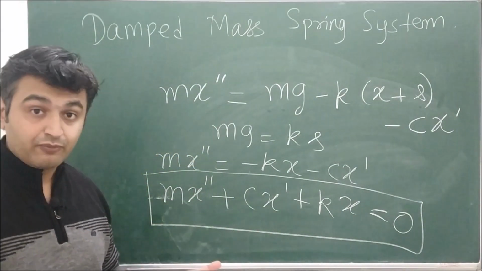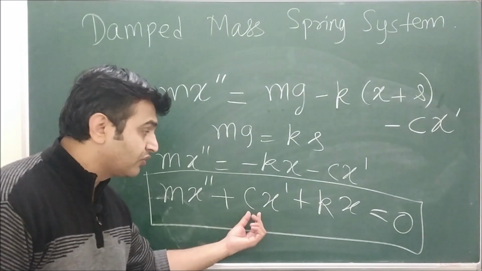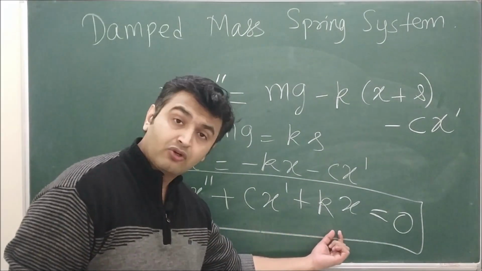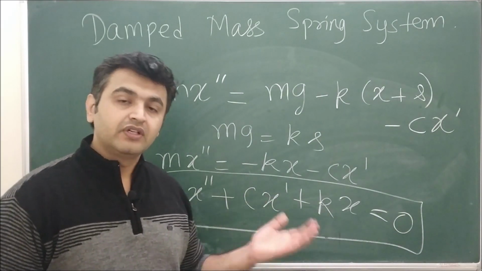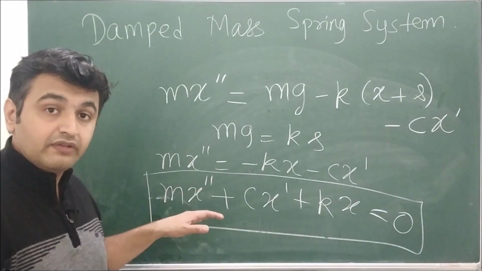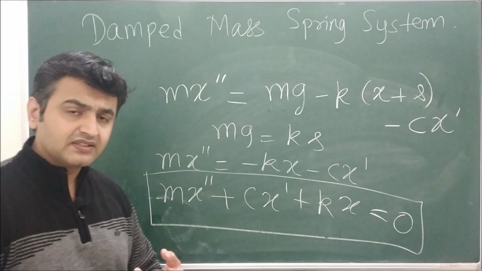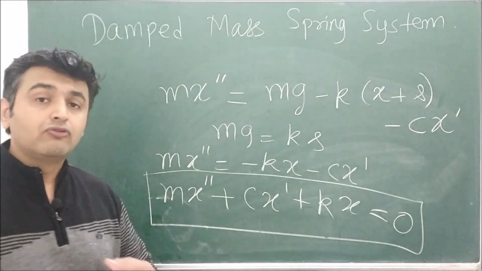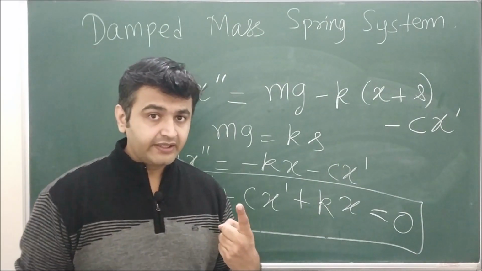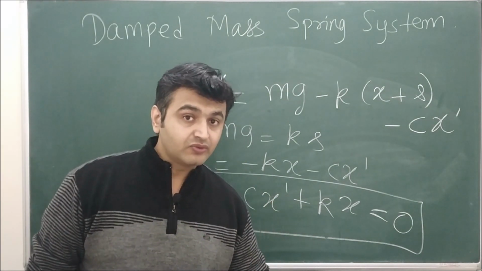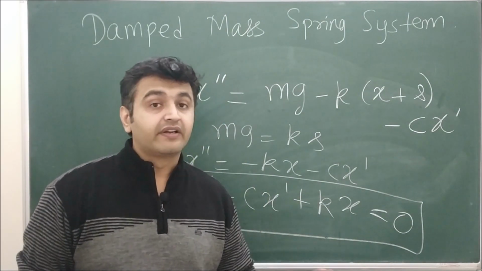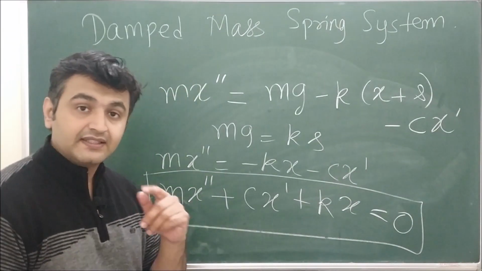So now whenever you see a problem, mass will be given to you, damping constant will be given to you, spring constant will be given to you. You plug in the values and you solve this second order linear differential equation. Now here if you try to find the auxiliary equation, it will be a second degree auxiliary equation, and you will have three cases: real and distinct roots, real and repeated roots, and complex roots. Now what do these roots or solutions represent physically? So let's see them one by one.